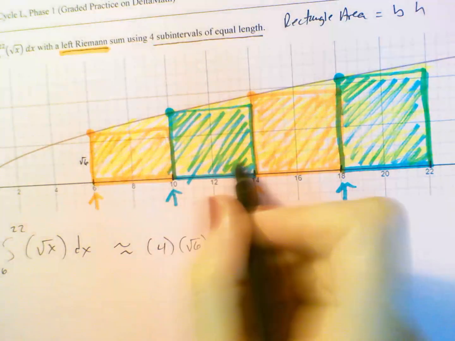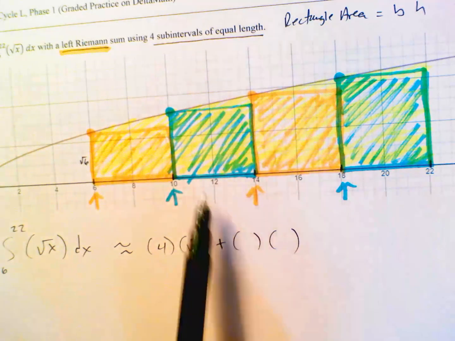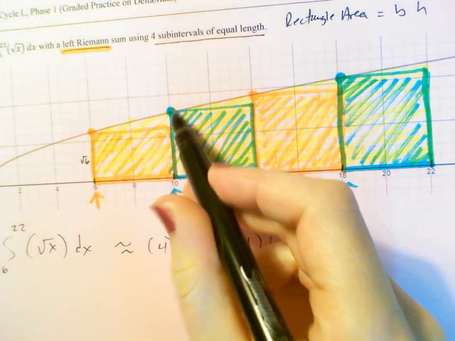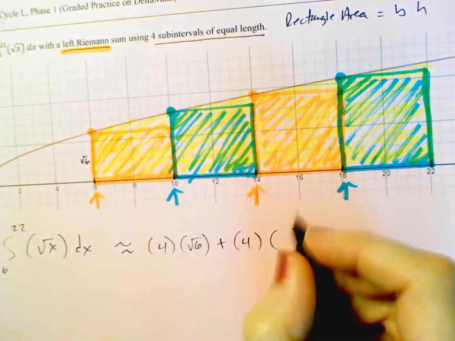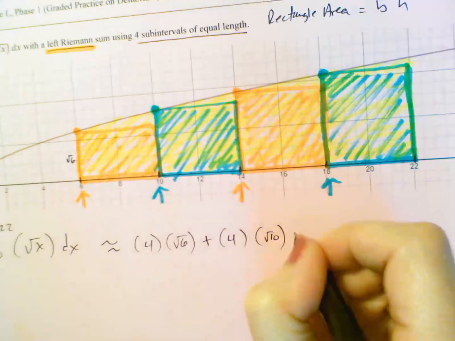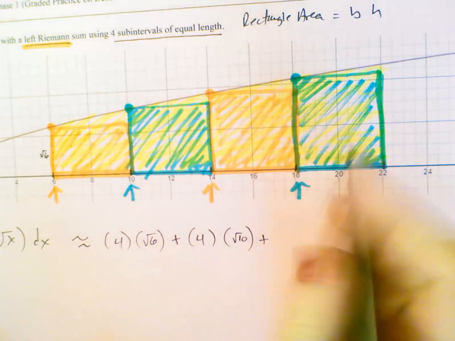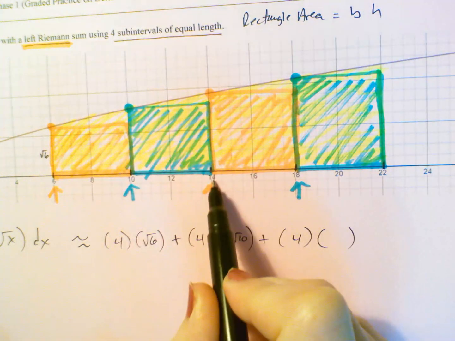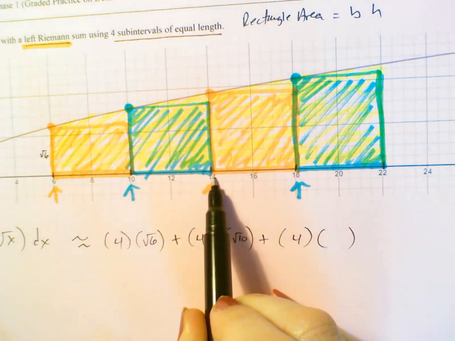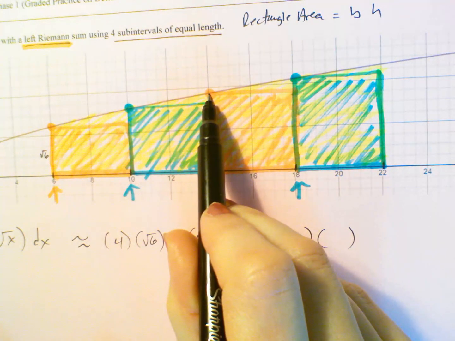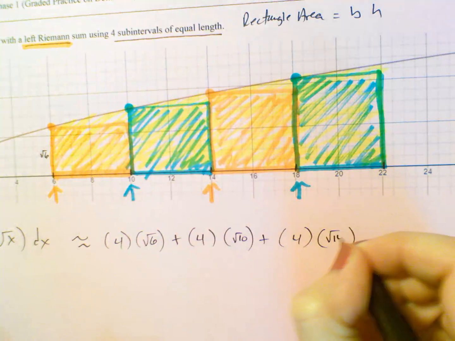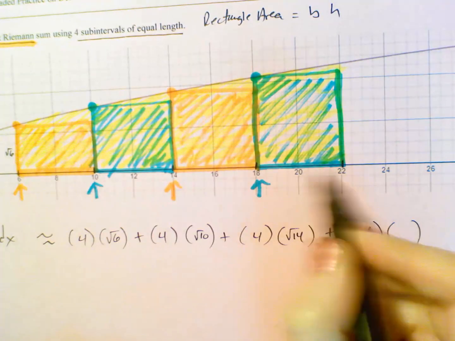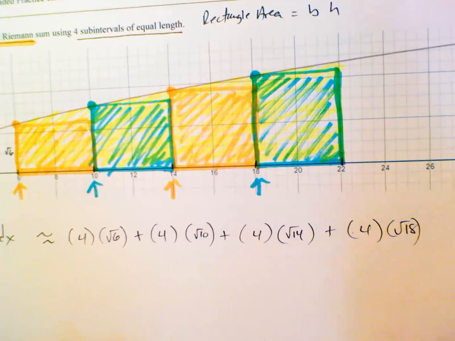Now, we're going to add this next area. The base is the same, that base is 4. And then the height, this time you're going to plug in 10, so it's going to be radical 10. This next area, the base is the same, it's 4. And the height, this time you're plugging in this left end point each time, so you plug in 14 there, and it gives you radical 14. And then the base is the same, and the height this time is radical 18.